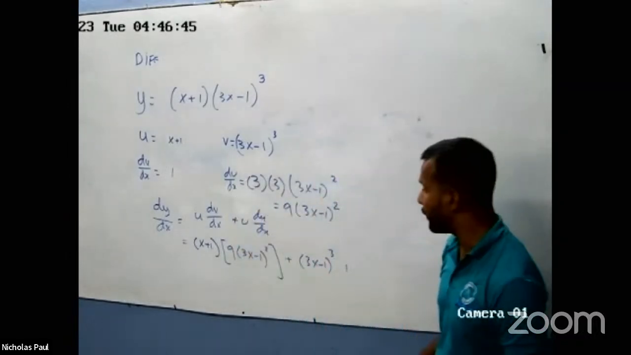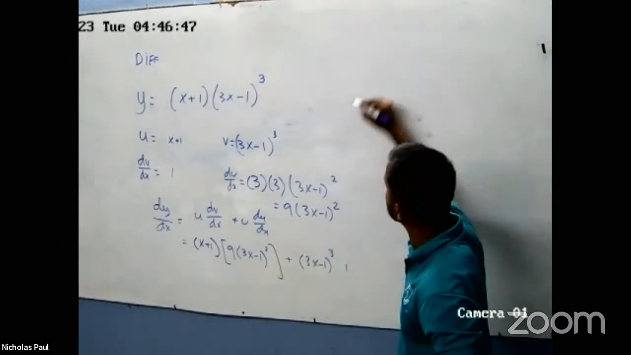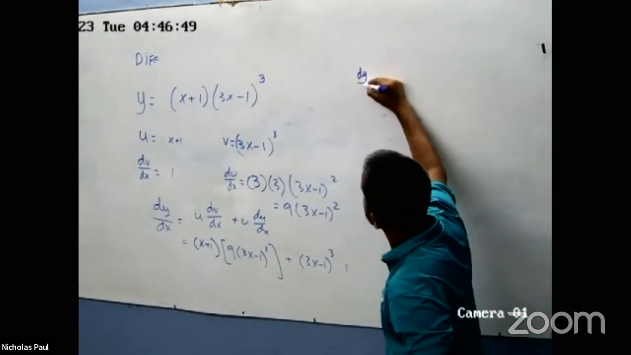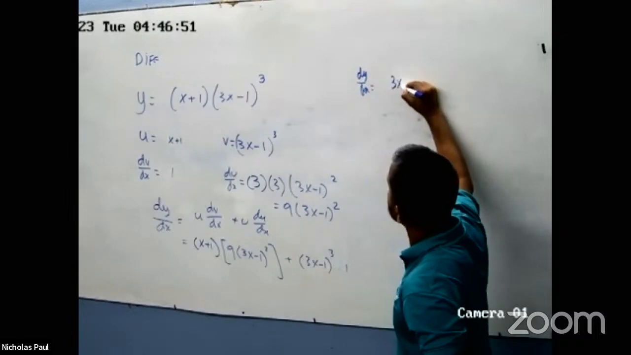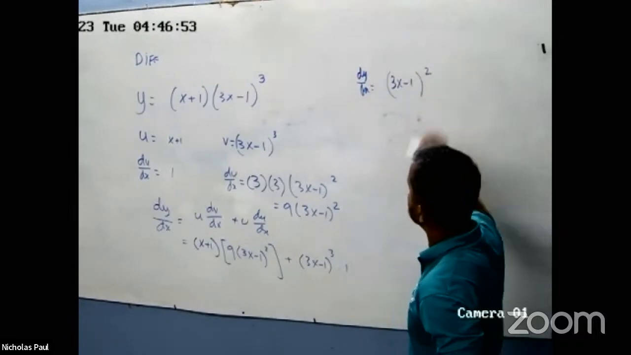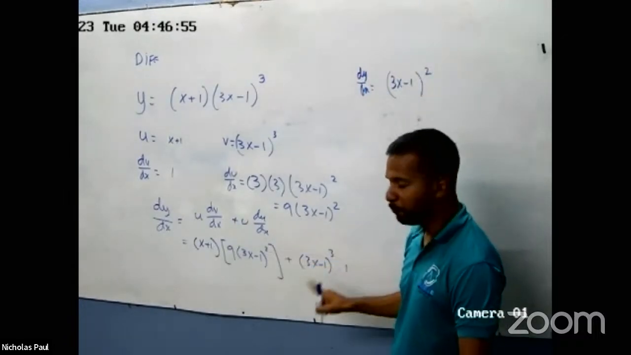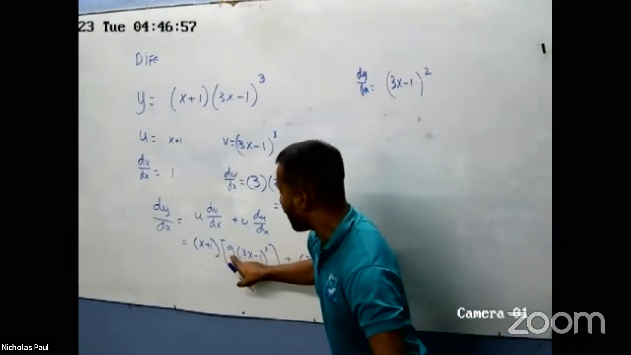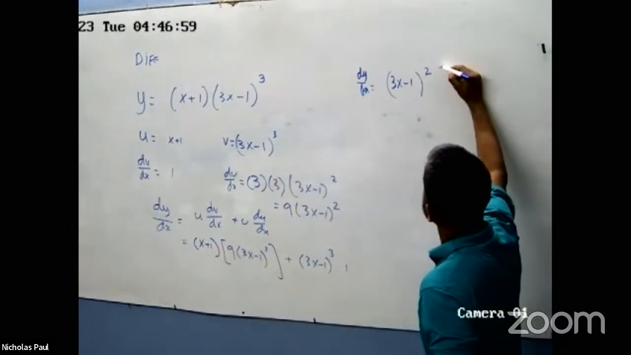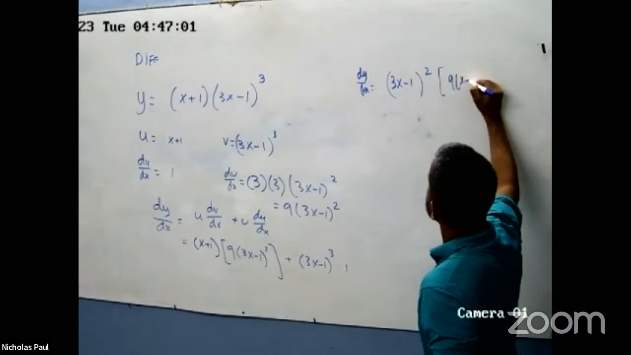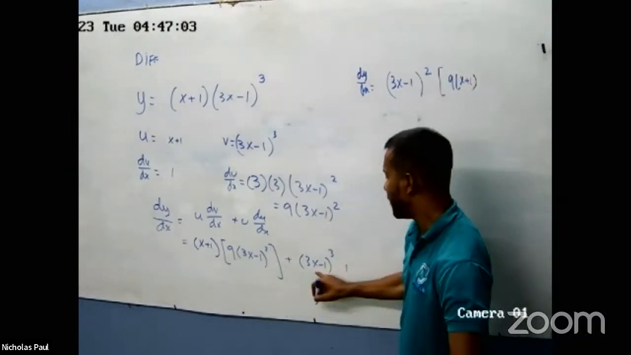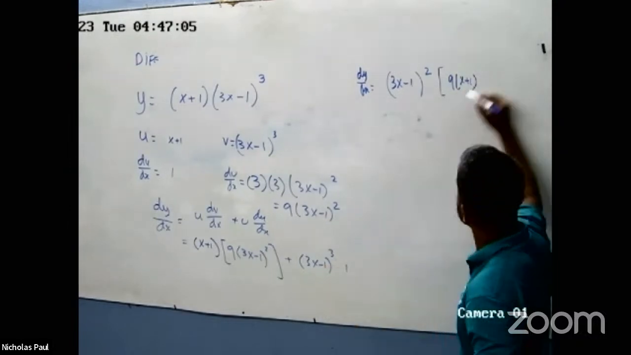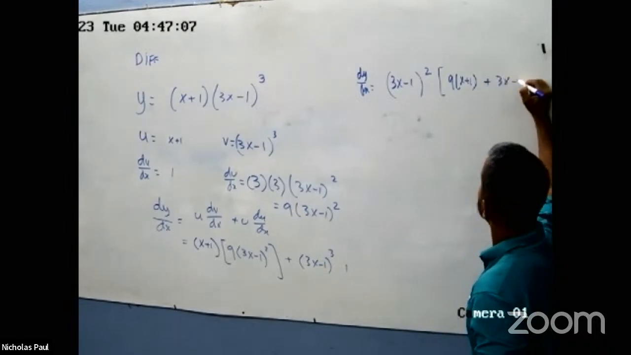Now for the hard part. What do they both have in common? 3x minus 1 squared. Nice. So they both have 3x minus 1 squared, right? Always go with the lower power. Here you will have 9 by x plus 1, and then this will give you 3x minus 1.